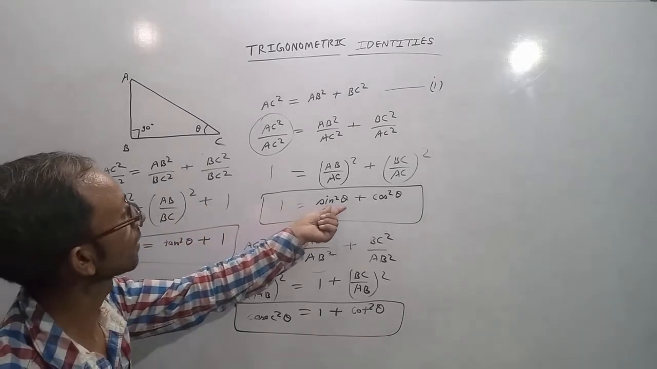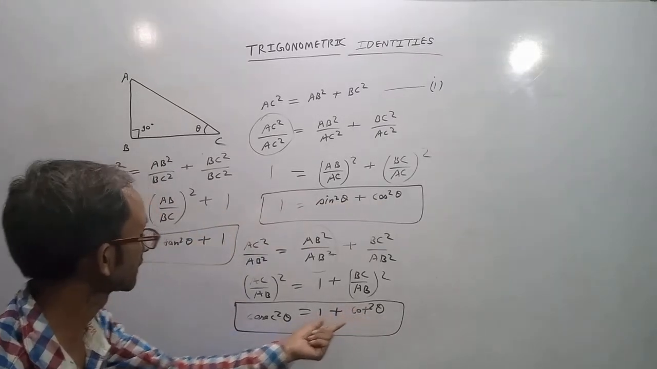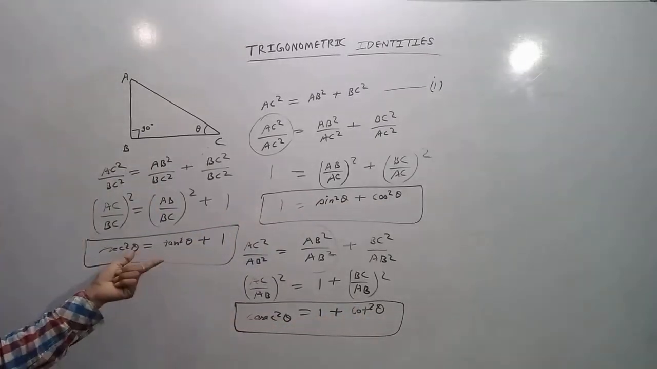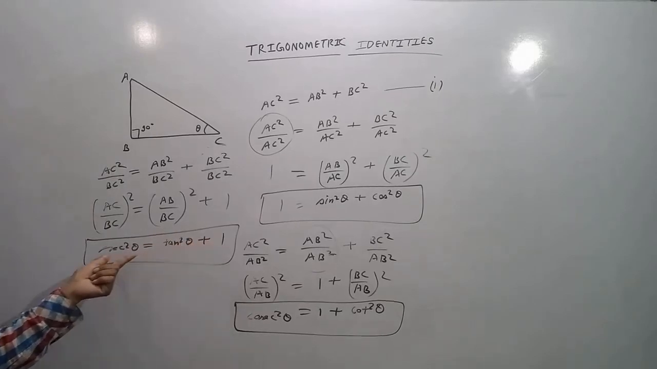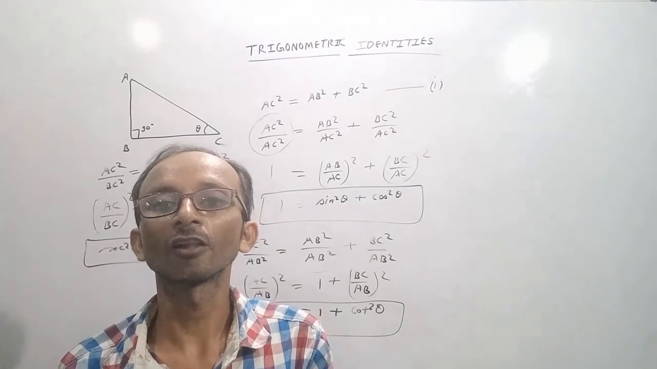First, sin square theta plus cos square theta is equal to 1. Second, 1 plus cot square theta is equal to cosec square theta. And third, 1 plus tan square theta is equal to sec square theta, right? I think you will understand all the three identities.